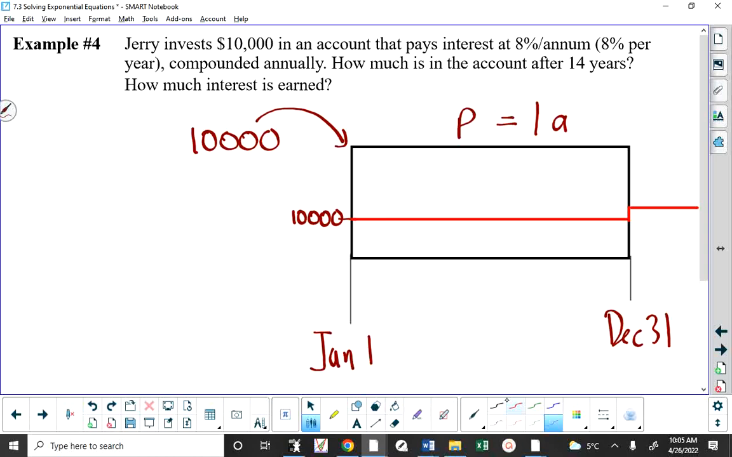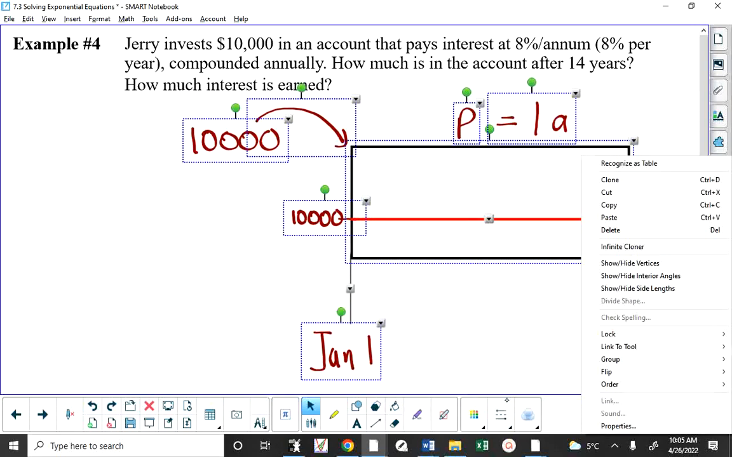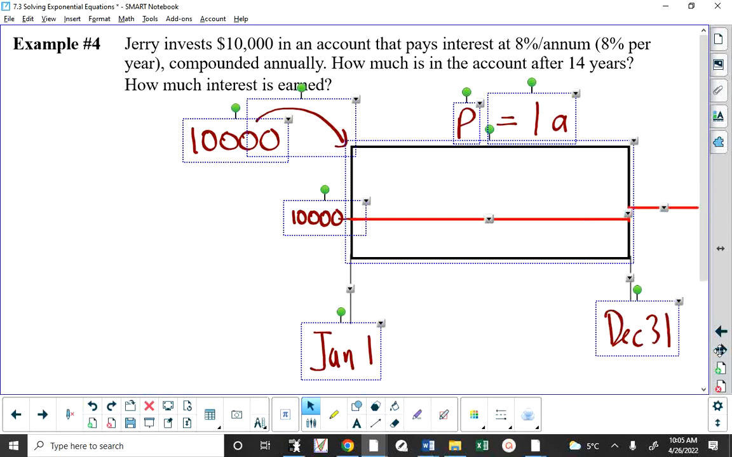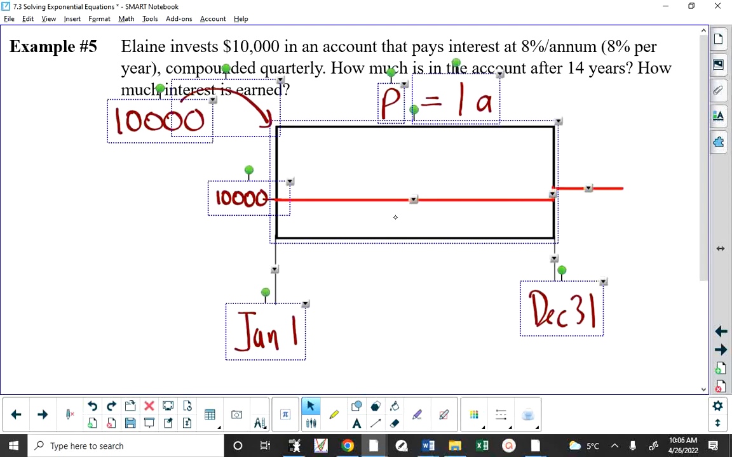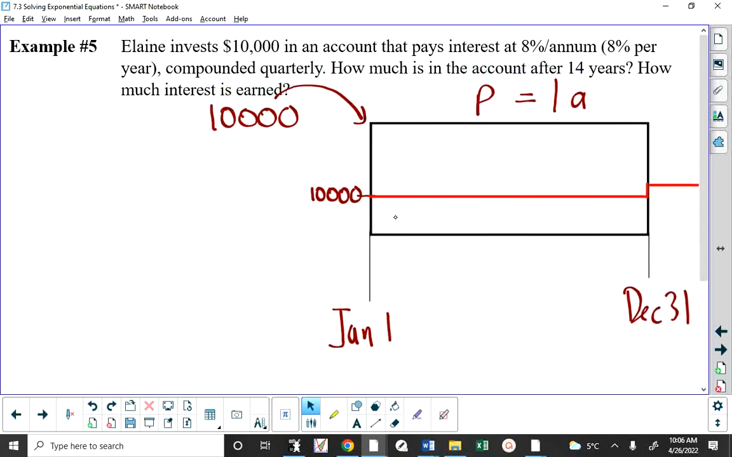The next question, it says Elaine invests $10,000 in an account. And I'm going to adjust some things here. So if you're drawing this, don't draw it. It pays 8% per annum. So the bank puts up a big poster in the window, 8% per year. But that's not how they're going to calculate it. They're going to calculate it compounded quarterly.